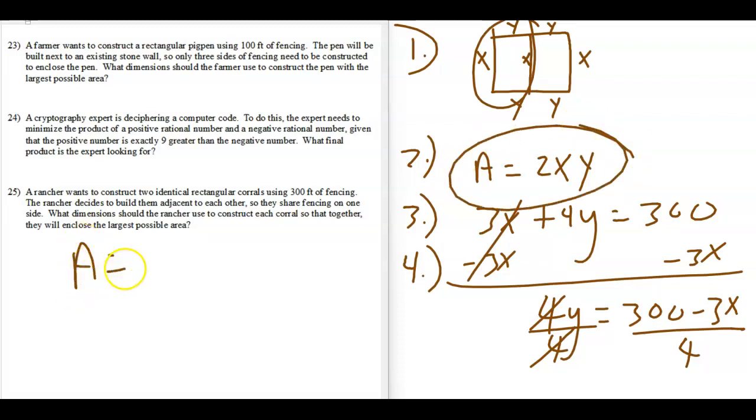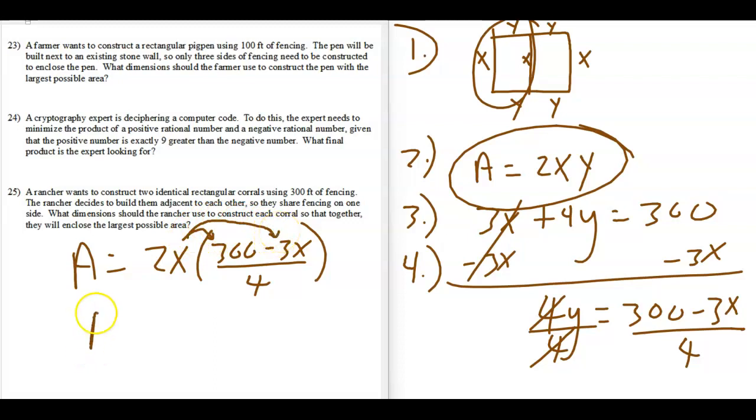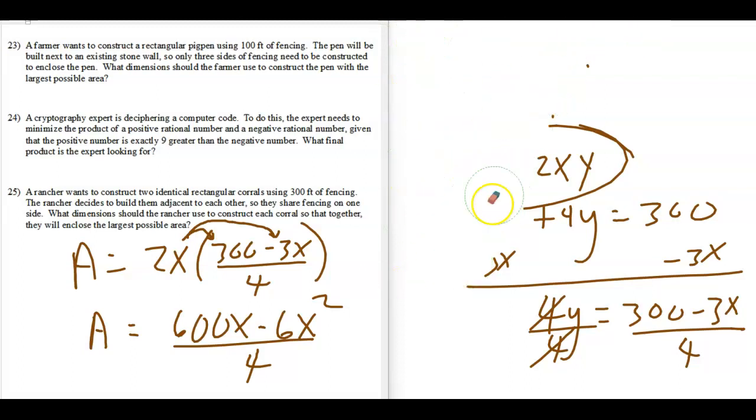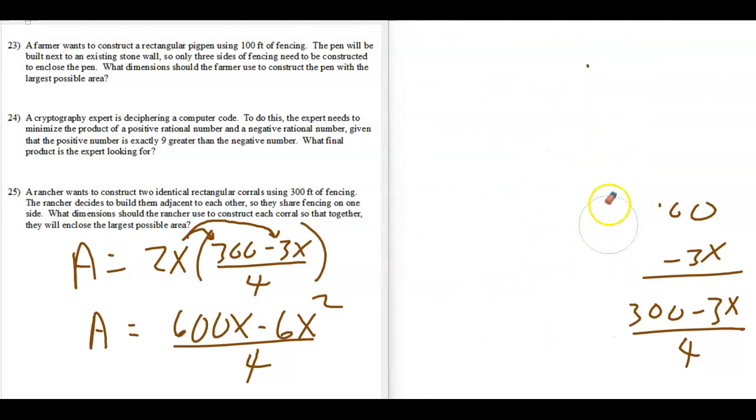So now my primary equation is going to look like this. 2x times the quantity 300 minus 3x over 4. Let's go ahead and distribute this 2x here into the top. That's going to give me 600x minus 6x squared all over 4. So there's my new function. We're ready to go ahead and move into the next step, which is to find the derivative of this thing.